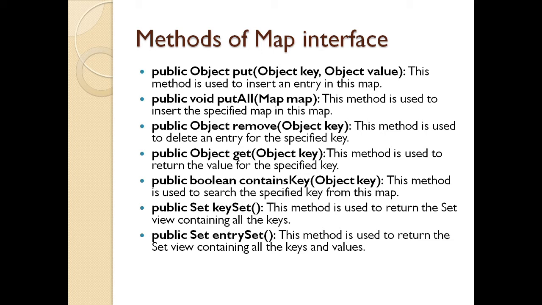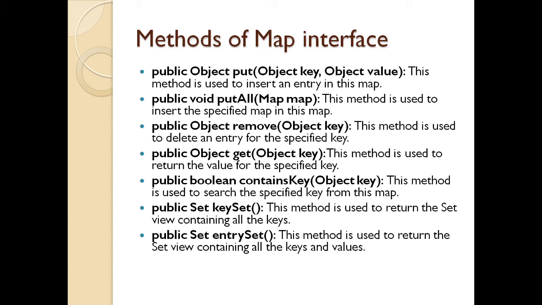The next method, public Object get, and if you specify object key as a parameter, it is used to return the value for that specified key. The next method, public boolean containsKey, and if I pass an object key as a parameter, it is used to search the specified key in the map. Public Set keySet. The method is used to return the set view containing all the keys. So it is going to return you the entire set of keys of the map. Public Set entrySet. This method is used to return the set view containing all the keys and the values.